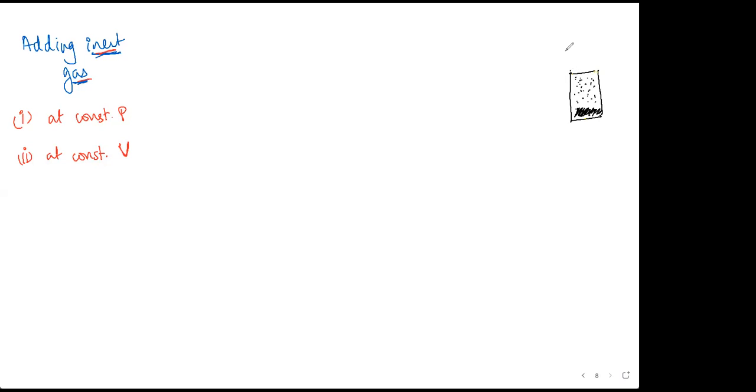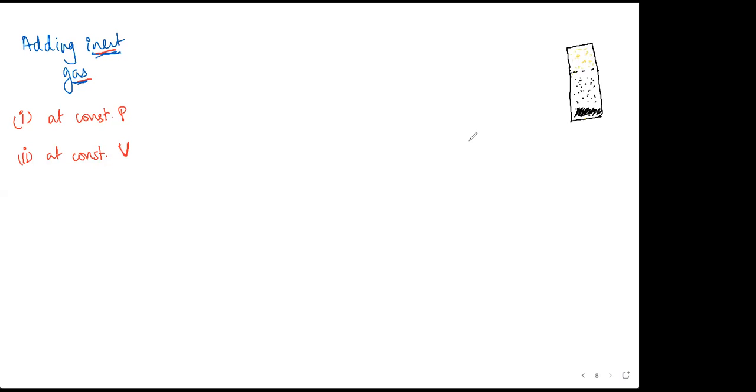I have to create more room for the gas to occupy, which means that I'm going to change the volume of the reaction vessel. Initially, it was till here. Instead, to accommodate the extra gas, I'm going to increase the volume of the reaction vessel and add the inert gas over here.